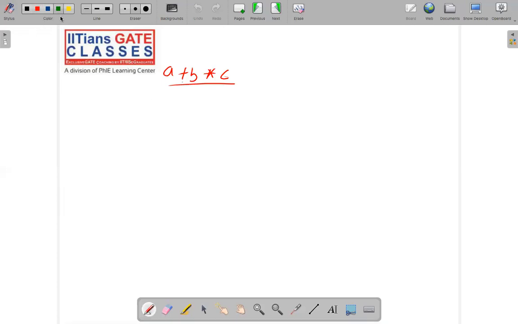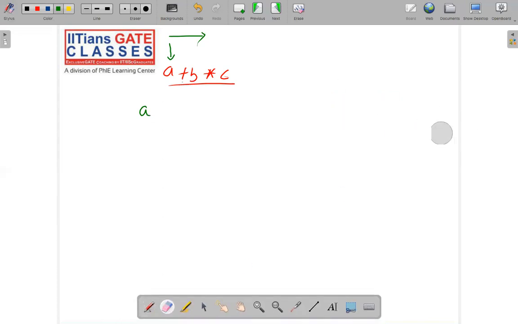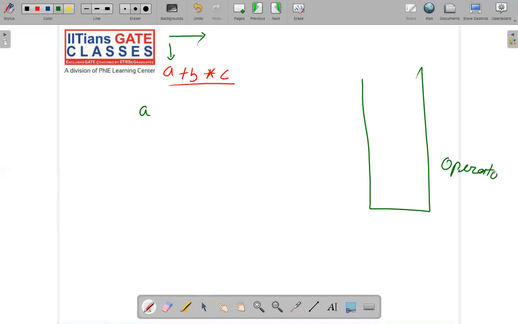I am using green color for the pointer. Now we are going from left to right, scanning the infix expression like this. A is an operand. There is nothing in the stack right now, because this is the operator stack, and for infix to postfix we use the operator stack only. Now plus, this is an operator, push it.